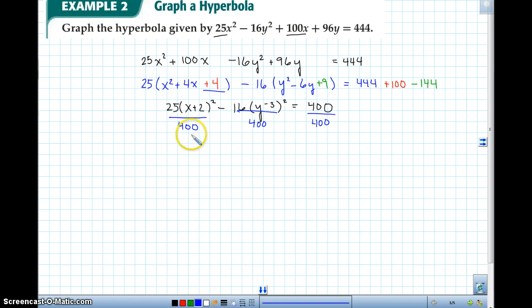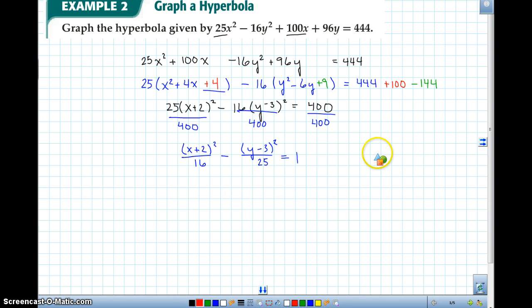This reduces, 25 goes into 400 16 times, so this is x plus 2 squared over 16. Minus, that's the main difference here, is that we're subtracting now. 16 goes into 400 25 times. And now it's equal to 1. And now you have your standard form.